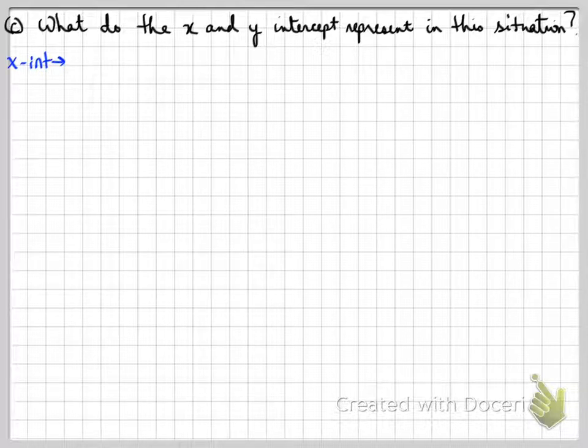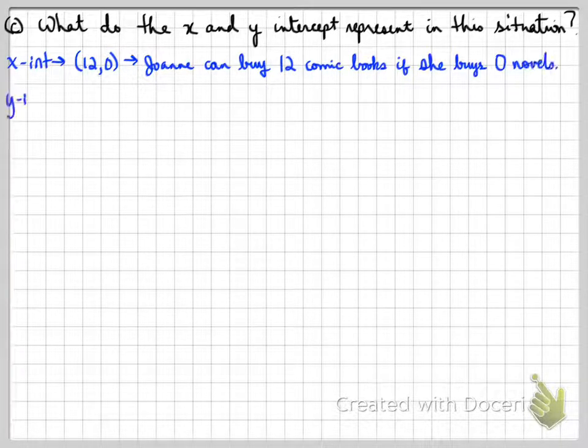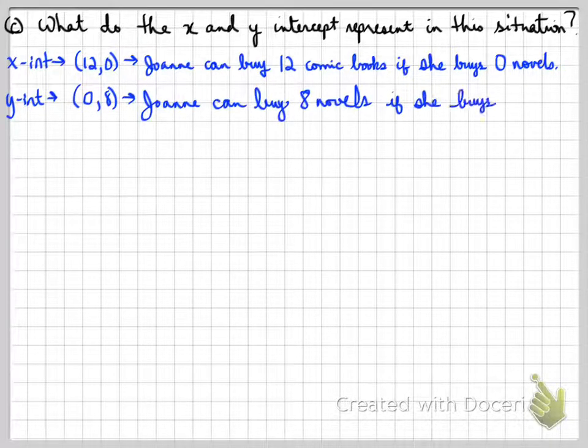So this is something to note. An x-intercept and a y-intercept doesn't just mean that. It means a lot more when it comes to a problem. That is, the x-intercept was (12, 0), and our y-intercept was (0, 8). Well, (12, 0) means that Joanne can buy 12 comic books if she buys 0 novels. The y-intercept, (0, 8), means that Joanne can buy 8 novels if she buys 0 comic books.